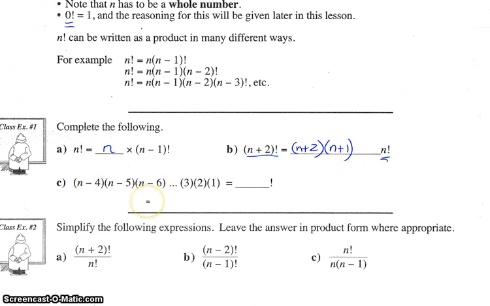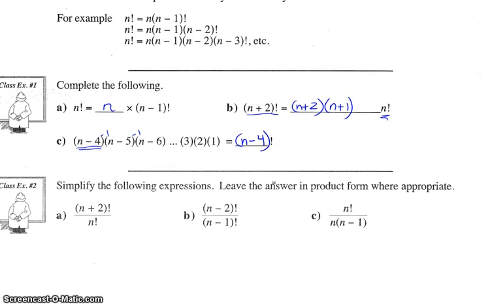Okay, next one. A little bit trickier yet. n minus 4, n minus 5, n minus 6. Now you're going to think, hey, but that's getting larger. Not really. If you subtract 1 from negative 4, you actually get negative 5. If you subtract 1 from negative 5, you actually get negative 5 plus a negative 1, so negative 6. Awesome. So now they want us to turn that around and write it as a factorial. Well, our highest factor or biggest factor is actually n minus 4. So our factorial would be n minus 4 in brackets, and then factorial.